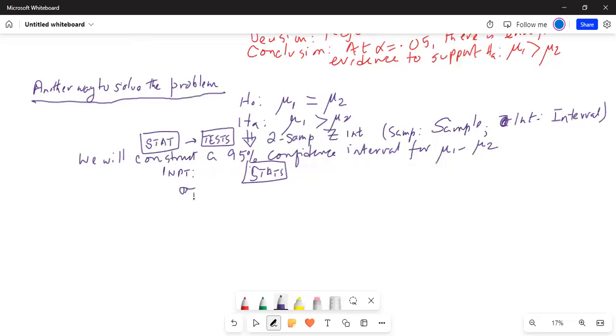Sigma 1, these already appear if you've just done the problem, 1.5811. Sigma 2 is 1. X1 bar is 4.5. N1 is 100. X2 bar is 4.1. N2 is 100. And C level, because our alpha is 0.05. Remember, C level is the complement of alpha, 0.95. It's already in the calculator. And then we will calculate.